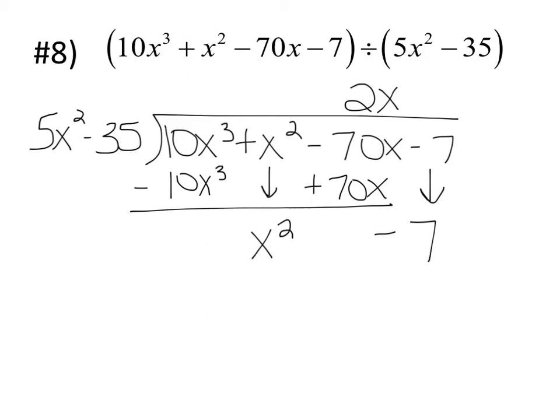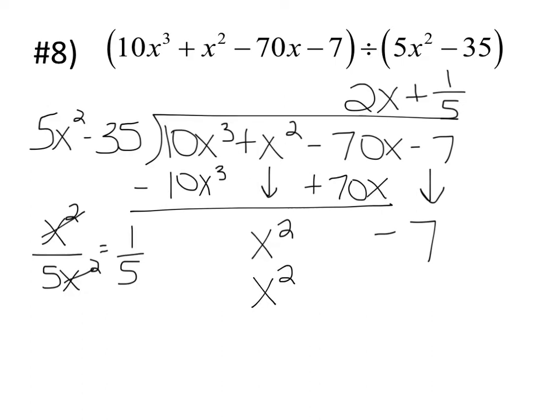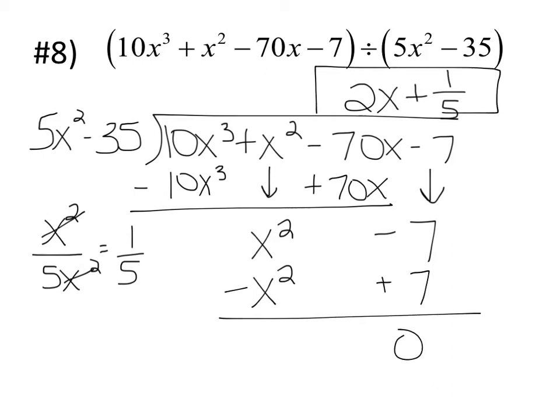And you say 5x squared times what gives me x squared. Remember, this is a situation where you can say x squared over 5x squared. These cancel, so you're just left with 1/5. So it's going to be plus 1/5. 1/5 times 5x squared is just x squared. And 1/5 times negative 35 is negative 7. Change your signs. You get 0. So that is your solution.